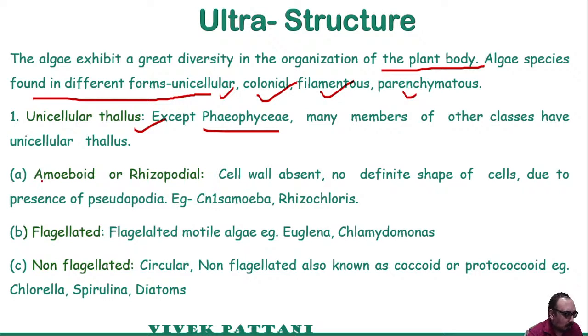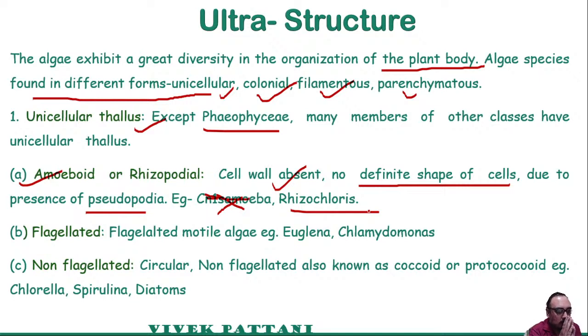It also contains subtypes which include amoeboid and rhizopodial types of thallus, where the cell wall seems to be absent and there is no specific or defined shape of the cells due to the presence of pseudopodia. An example is Rhizochloris. They do not have a definite shape because they have pseudopodia.